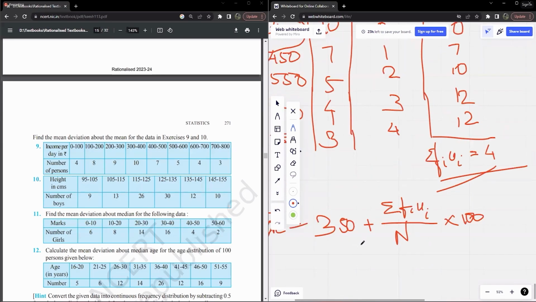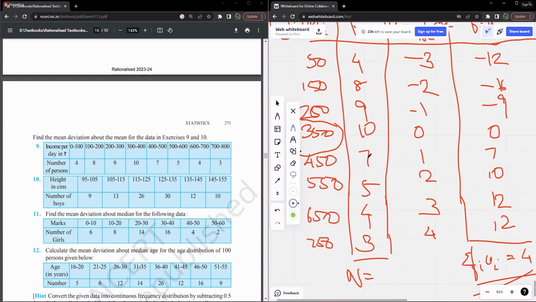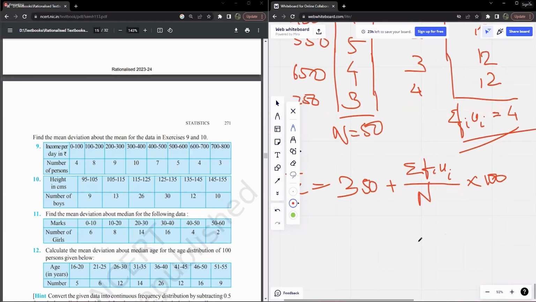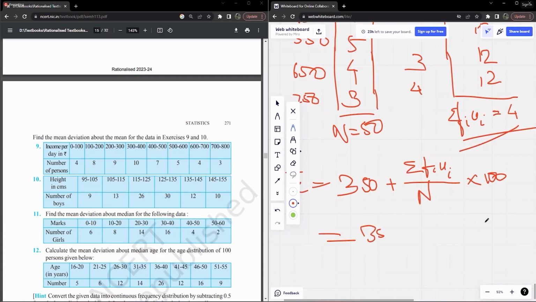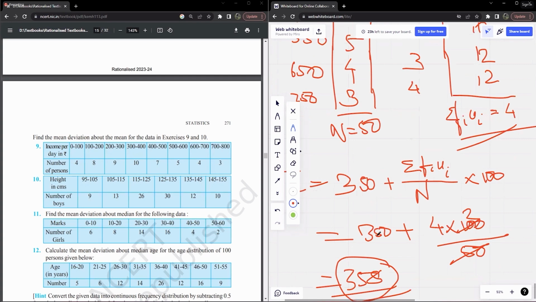And from this, you can basically find that N is what? 4, 8, 12, 9, 21. 21 plus 10 is 31, 38, 43. And then we have a 7. So this becomes 50. Yeah. So we have this to be 350 plus 4 into 100 divided by 50, which gives me a 2. 2 into 4 is 8. 8 plus 350 is basically 358. 358. And this is your mean. Cool. So we have found the mean.